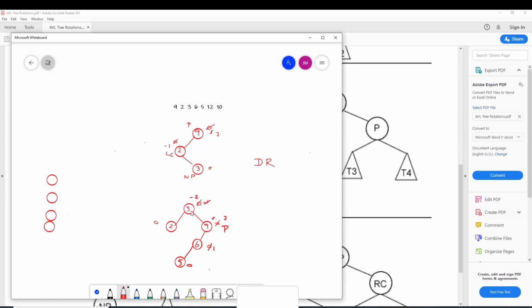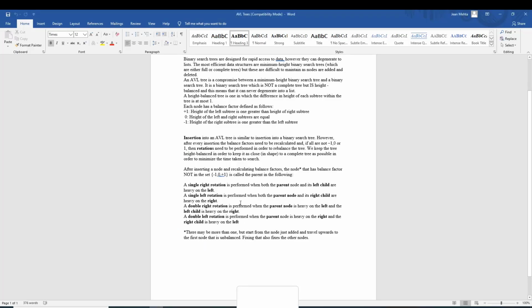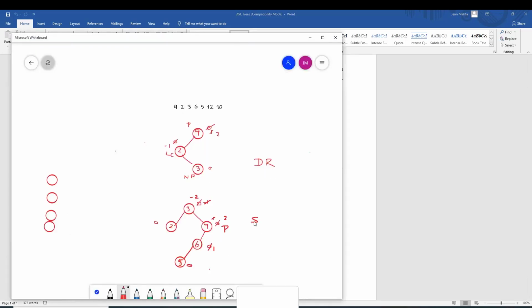In other words, you don't do them all, but you start from the node you just put in, you go up your tree until you find the first one that is out of balance, and then you fix that one. So here I have a parent who's heavy on the left and whose left child is also heavy on the left. Let's look at what that says. A single right is when the parent and its left child are both heavy on the left. So I need to do a single right rotation. I need a single right.